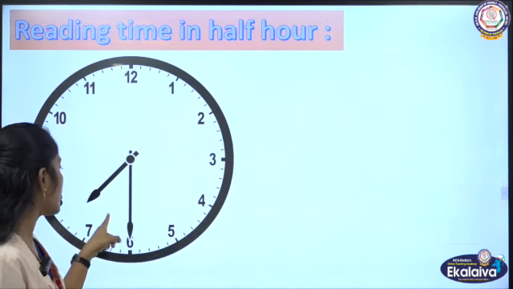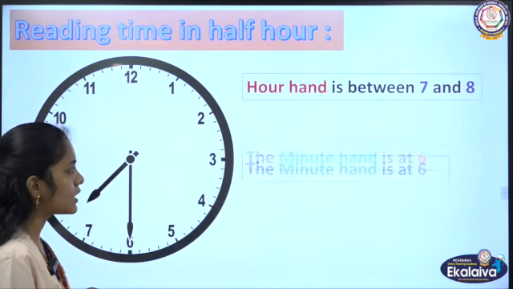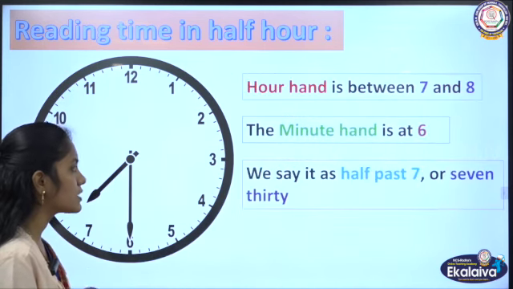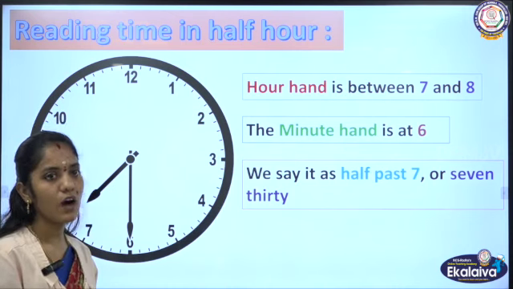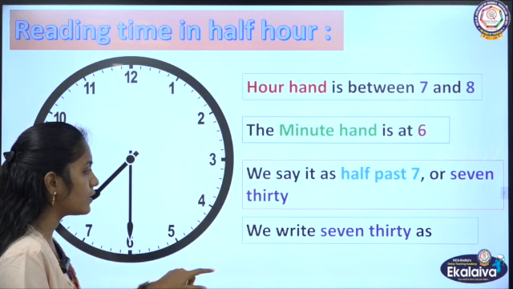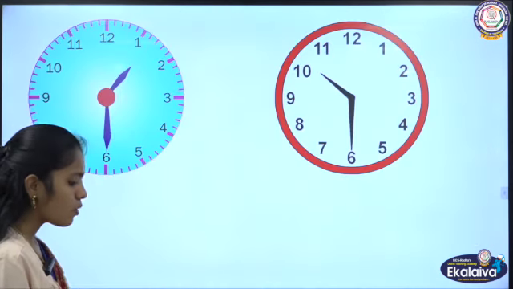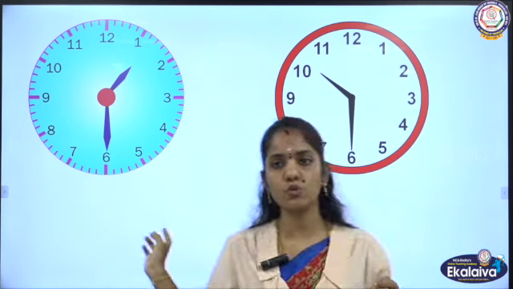Here the hour hand is between 7 and 8. The minute hand is at 6. We say it as half past 7 or 7:30. We write it as 7:30. Now we will read time in these two clocks.